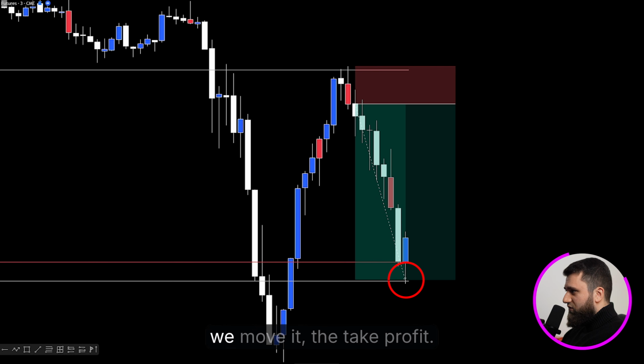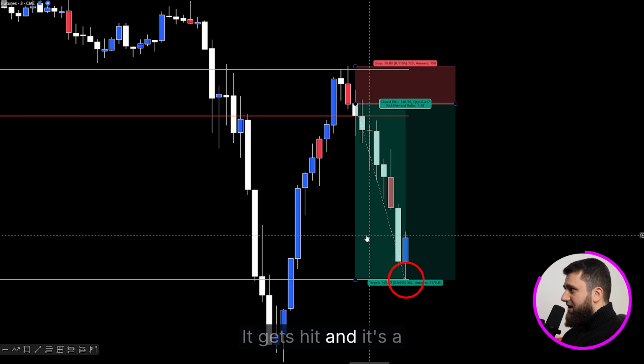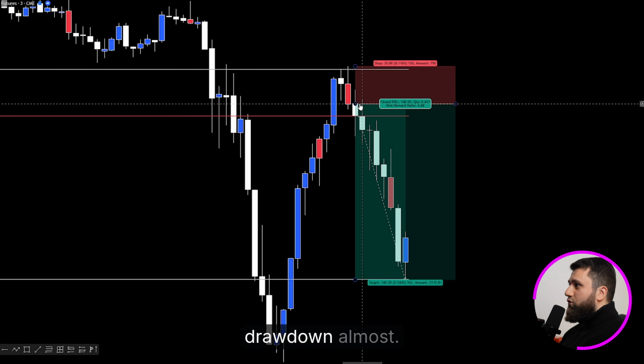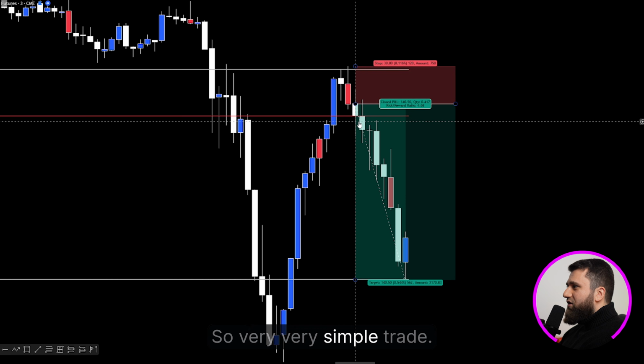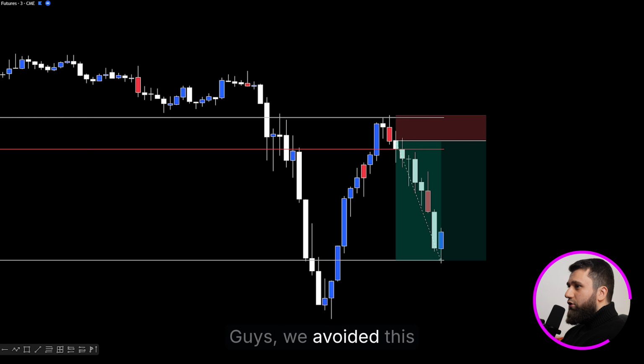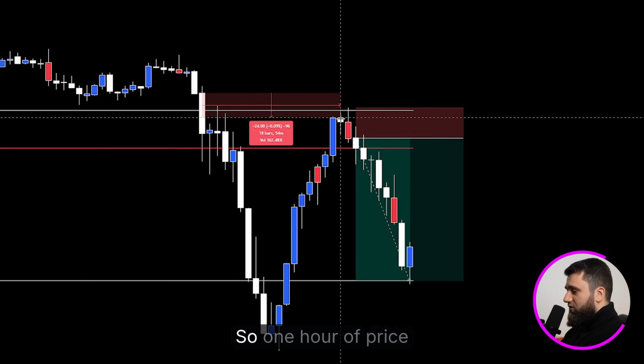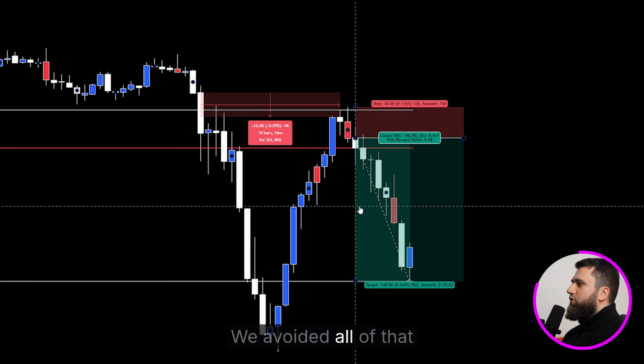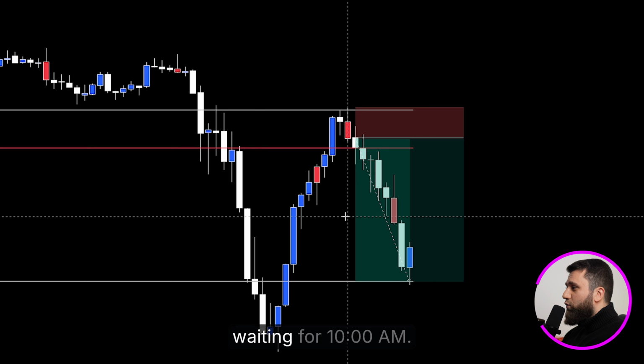So right here now, once we move it, the take profit gets hit, and it's a little bit more than a 4 hour crazy trade. Absolutely no drawdown almost. So very simple trade. And again, guys, we avoided this whole nonsense right here. So 1 hour of price dropping and then pulling back all the way. We avoided all of that just by being patient and waiting for 10 a.m.